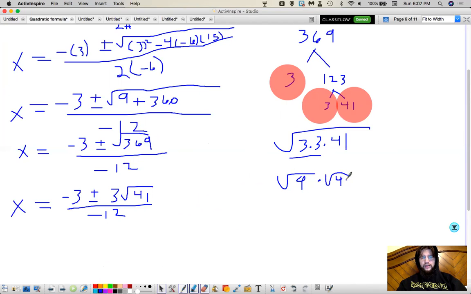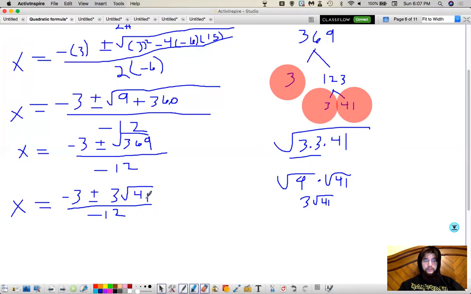Again, you do not have to show this unless you just don't have the right calculator. You do have to simplify these. And there you go. See, same thing. 3 square root of 41, 3 square root of 41. That's what the calculator gave me.